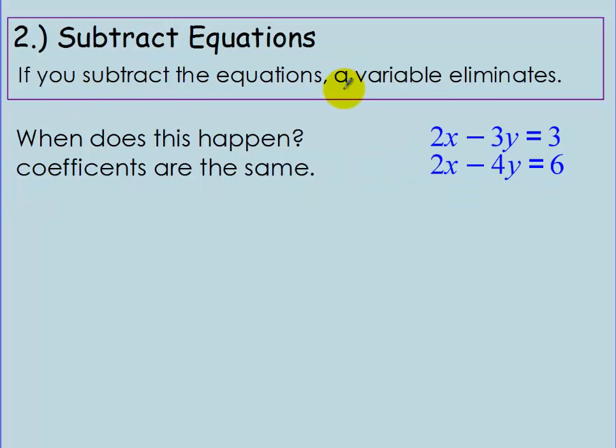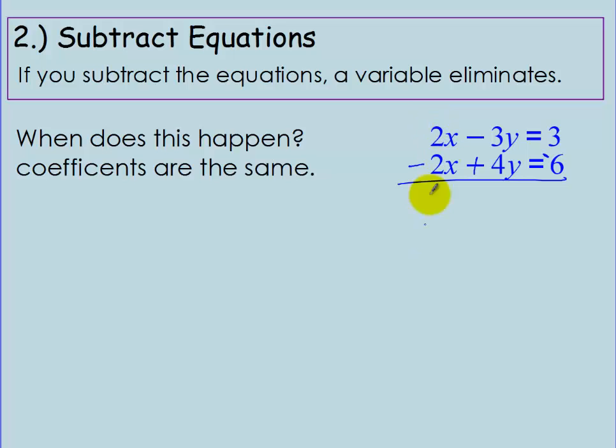Okay. Next one, subtraction. If you subtract the equations, a variable eliminates. What does that mean? Watch what I do here. For this case, I'm going to subtract everything on the bottom. When you subtract, you have to flip every sign here. So this goes minus 2x. This becomes minus a negative, minus negative 4y, so plus 4y. And this becomes negative 6.